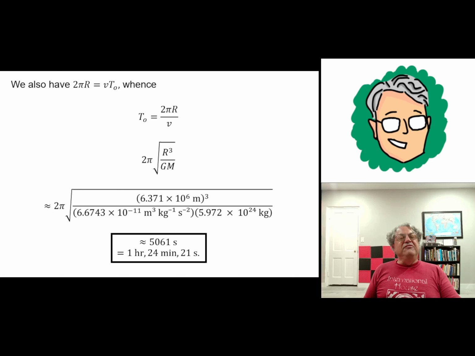But when you're done, you'll find that the orbital period is approximately 5,061 seconds. Seconds is a metric unit of time. And if you translate that into hours, minutes, and seconds, you get 1 hour, 24 minutes, and 21 seconds. So that's the orbital period of the satellite.